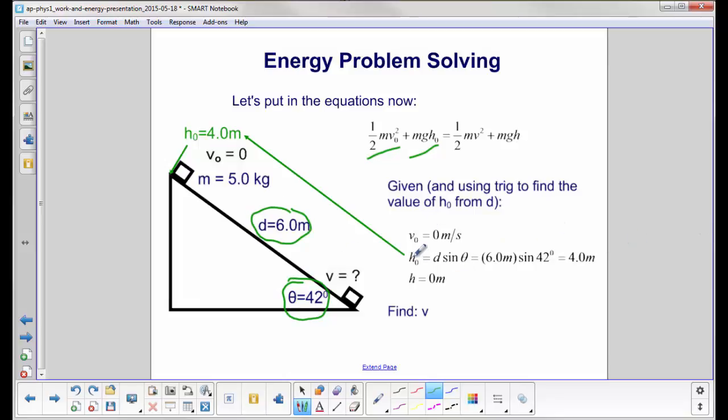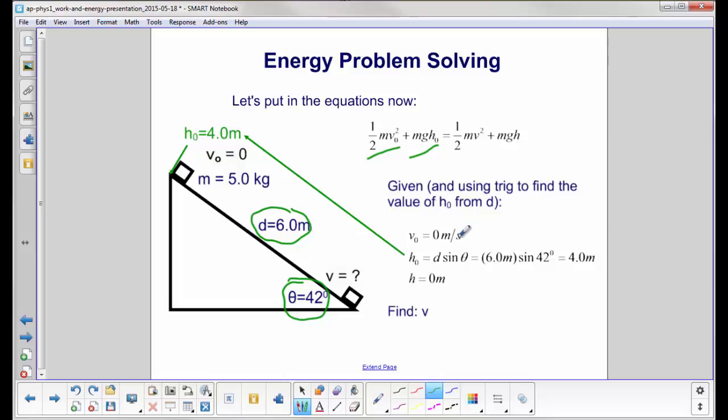To find the height, we use a bit of trigonometry. We've done that earlier, and a good way to remember this is the side opposite the angle here is always going to be the hypotenuse times the sine of the angle. So in this case, the height will be d sine theta. 6 meters is our d, 42 degrees is our theta, and we wind up with h0, where the object starts, is 4 meters above the horizontal.